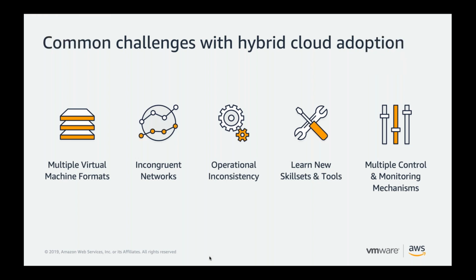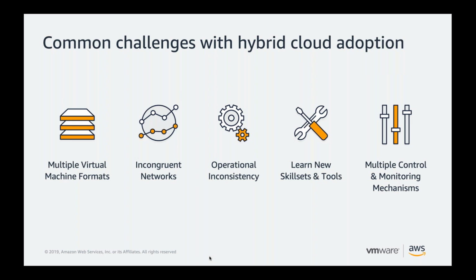You don't have to deal with multiple virtual machine formats. Your VMs are retained as a VM. You no longer have incongruent networks. The networks that you have on premises, you can stretch out into your SDDC. And then operational inconsistency does not exist because with the same VMware-based environment that you're utilizing on premises, you can utilize the same operational methods that you utilize in VMware Cloud on AWS.